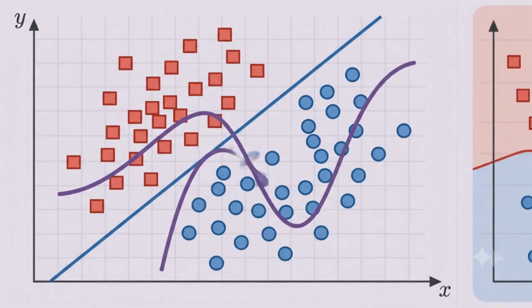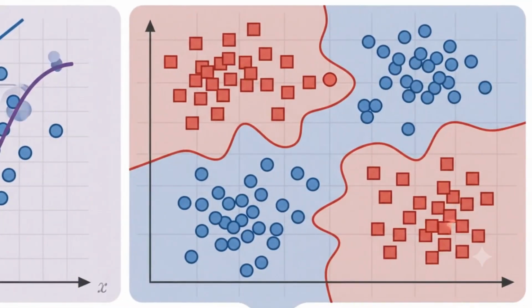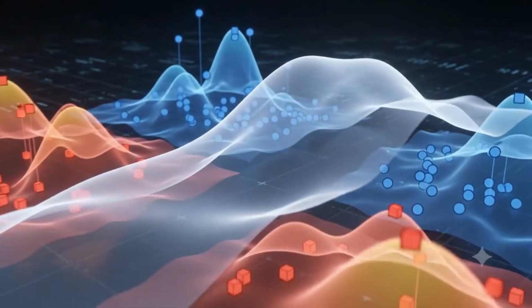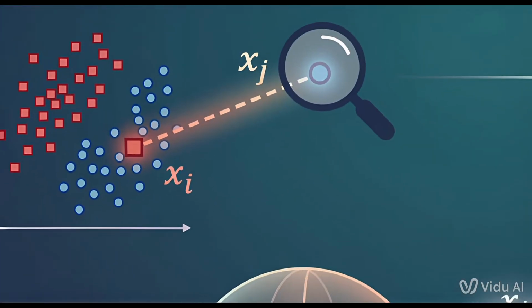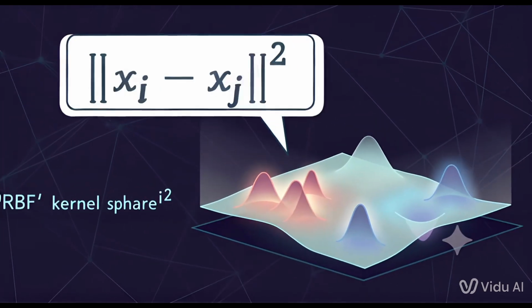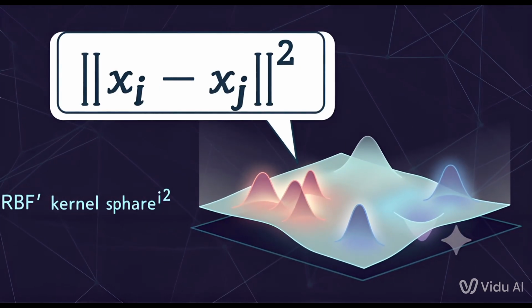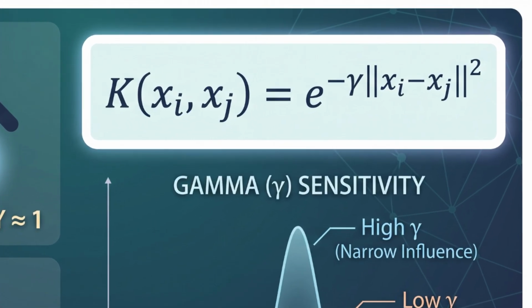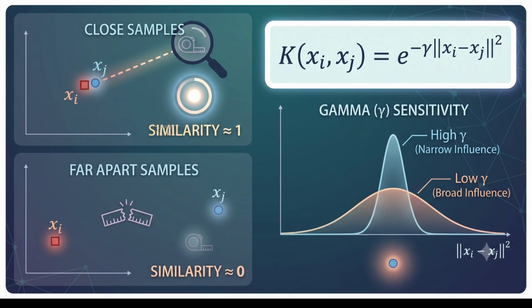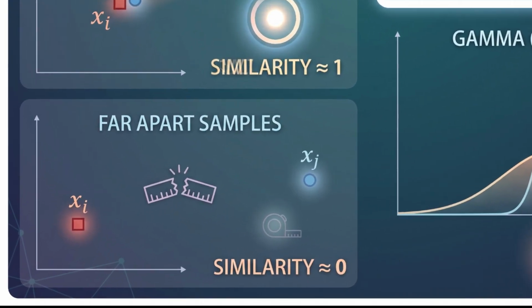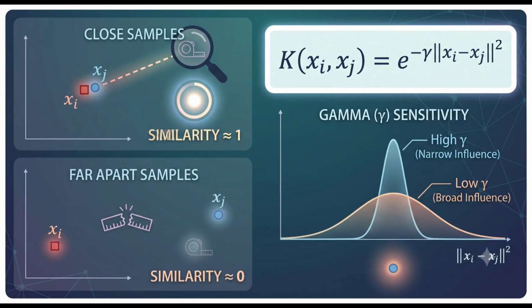But what if our decision boundary cannot be described well by any low-degree polynomial? In that case, we need a completely different way of measuring similarity. That's exactly where the RBF kernel comes in. Instead of creating polynomial combinations, the RBF kernel compares every pair of training samples based on their Euclidean distance. After measuring the distance between 2 samples, the RBF kernel converts that distance into a similarity score between 0 and 1. The closer the samples are, the closer the score is to 1. The farther apart they are, the closer it gets to 0.